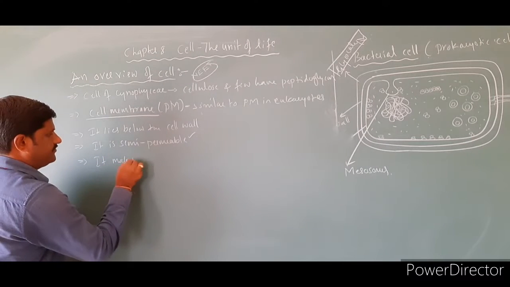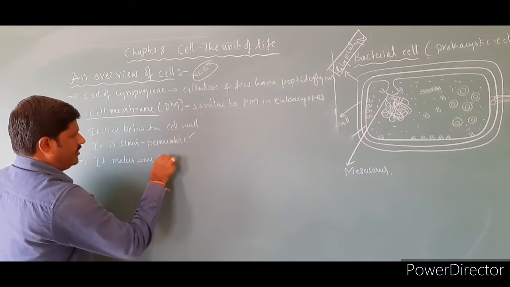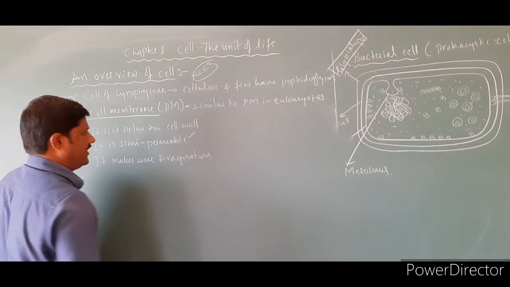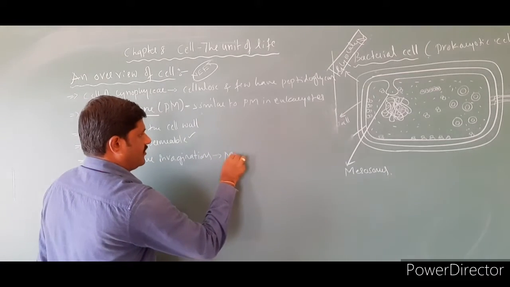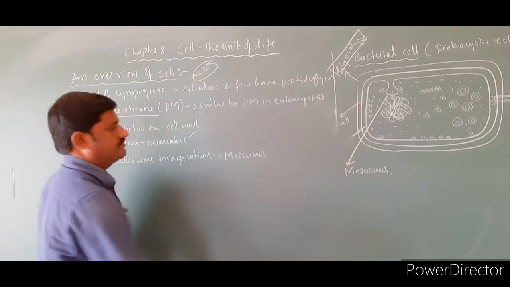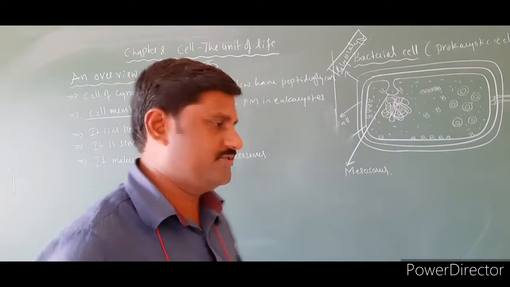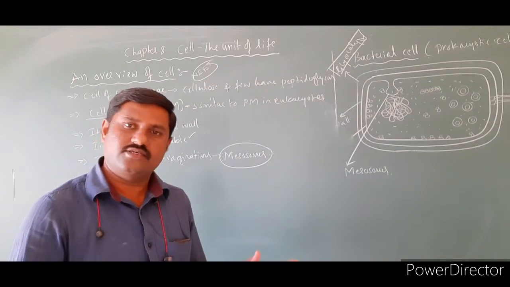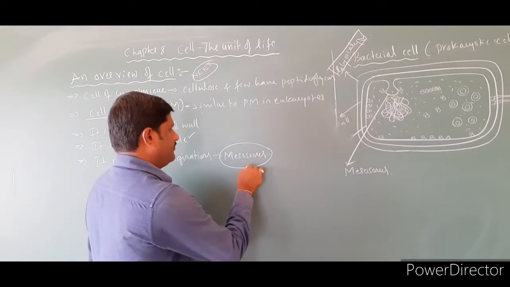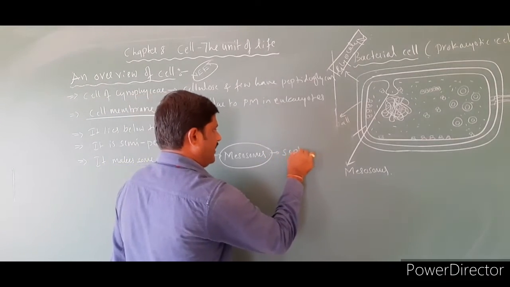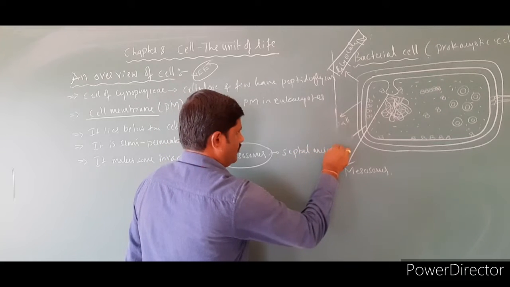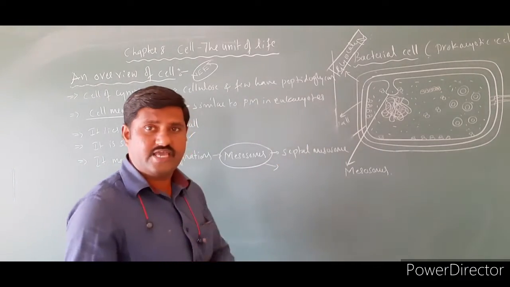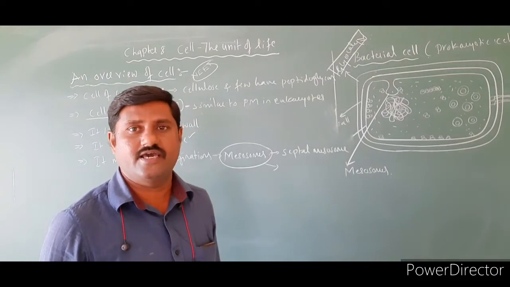It makes some invaginations, and those invaginations are called mesosomes. Mesosomes, right? And these mesosomes are of different types. Among them, one is the septal mesosome, and sometimes some more types of mesosomes that we come across form different kinds of shapes.